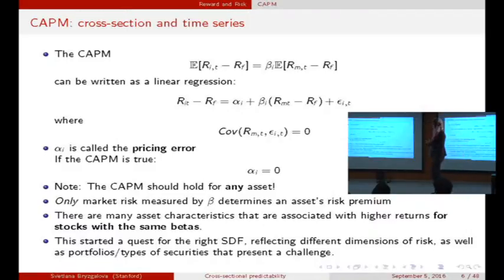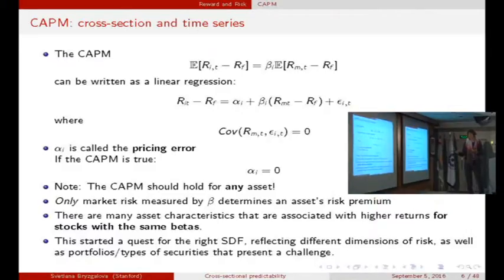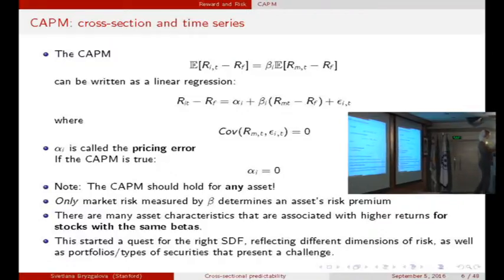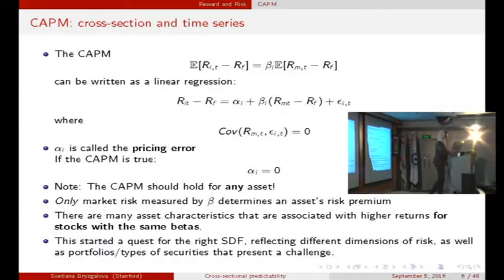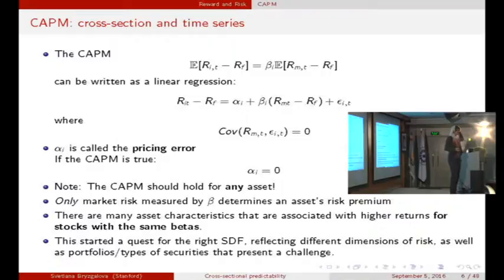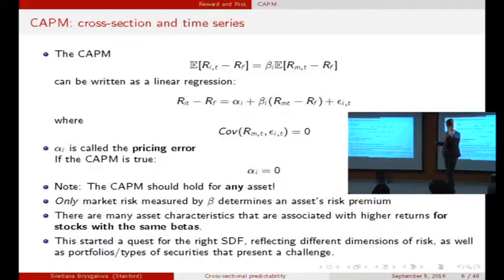So what about the other implication? CAPM also tells you that once you control for the beta and for the impact of these market-wide fluctuations on my excess returns, there shouldn't be anything left. Okay? So if I try to estimate the intercept in this time series regression, alpha i, it should be equal to zero. Because again, if the only source of risk in the economy is the market-wide fluctuation, that means that once I control for it, there should be no systematic differences between the returns on different securities. So another testable implication is that all these alphas here should be equal to zero.